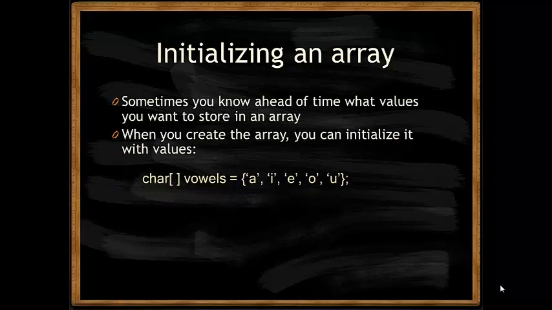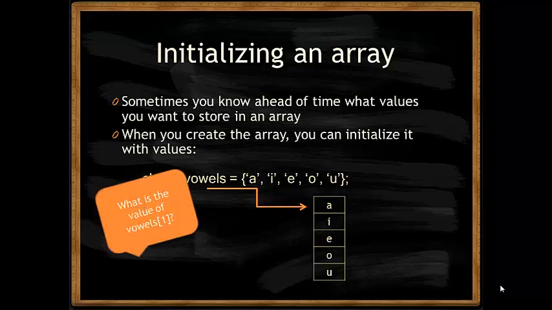Here's an example. We know the vowels are A, I, E, O, U. So I can create a character array that holds vowels. The name of it is going to be vowels. And instead of giving it a size or saying new character array, I can say equals, open curly bracket, put a string of my characters in there, A, I, E, O, U, close curly bracket and a semicolon. Behind the scenes, what's happening is the computer is creating a variable called vowels that points to a place in memory that holds those values.